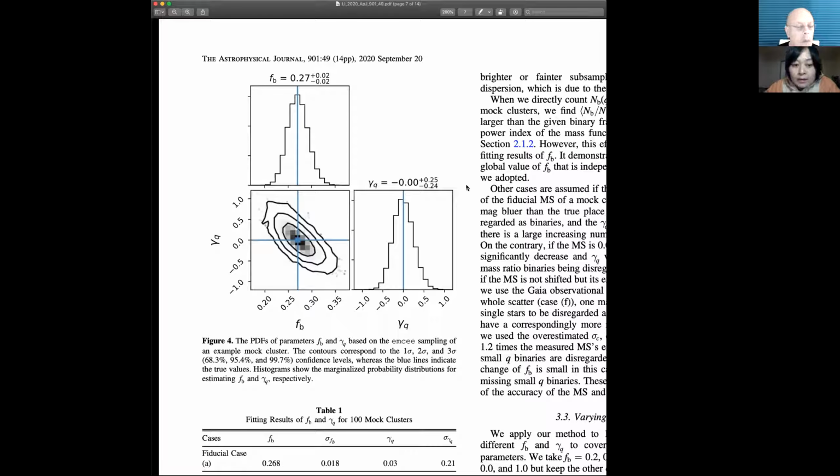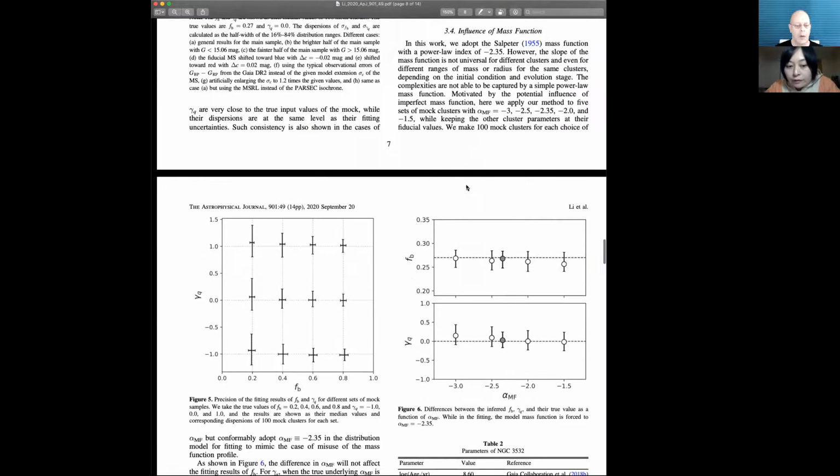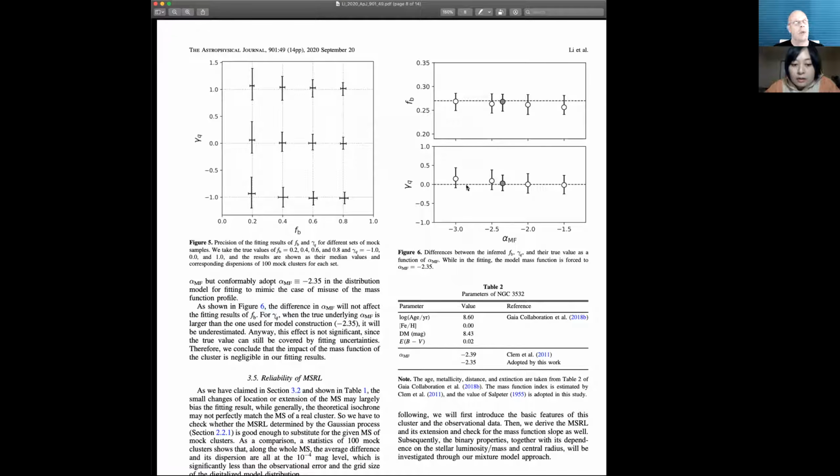For figure 5, we also made a set of mock samples with different binary fraction and gamma Q. Each group has 100 mock open clusters. In figure 5, the true values are the gray crosses of the gray dots, and the inferred values are black crosses. So we can say our method is accurate and precise through this mock test.